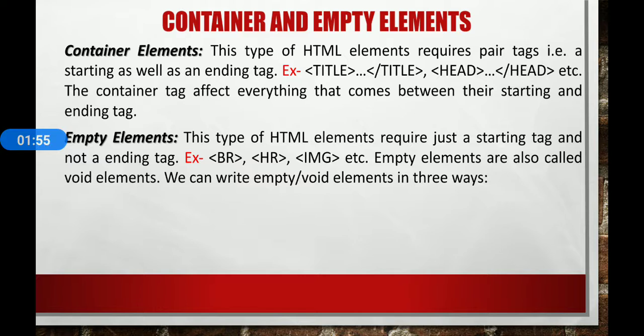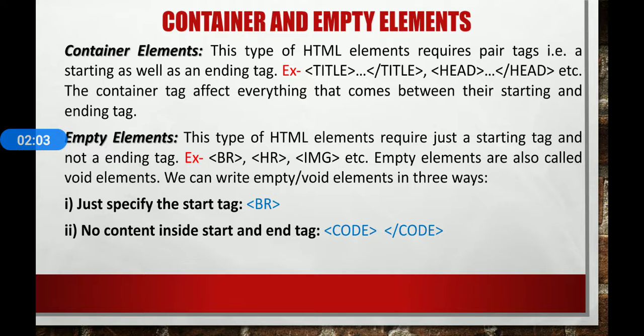We can write an empty or void element in three ways. First, just specify the start tag. For example, BR, which does not have any ending tag. Next one, no content inside the start and end tags, like <code></code>. It's blank. It's also known as an empty tag, a void element. Third, as a self-closing tag, like <br/>, etc. These three ways you can write the void or empty elements.